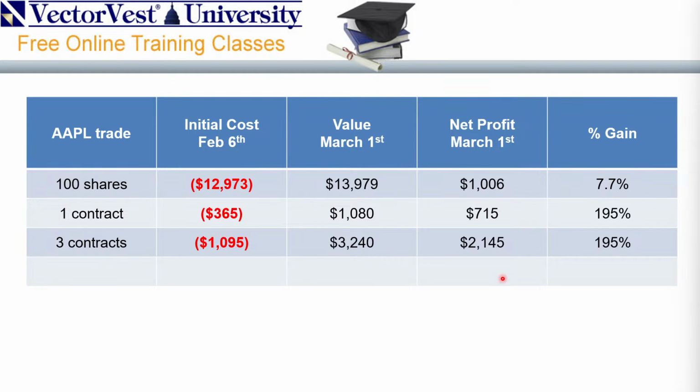So maybe you do 3 contracts. It's still only an investment of $1,000, $1,095, because it's just 3 times that. And your profit is $2,000. Still the 195% return on your investment, but now you're at a $2,000 gain. And you remember my promise earlier, by using options, it could help you possibly double your annual returns. Here's my first example. Instead of doing your typical stock trade where you make 1,000, you do this option trade and you doubled it.